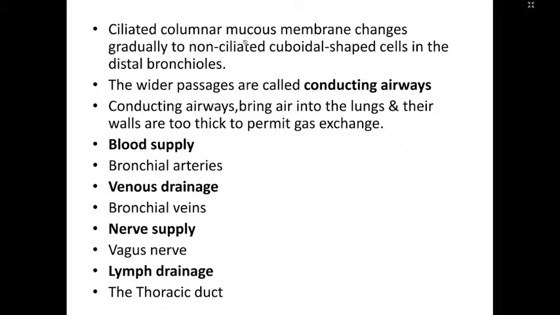The ciliated columnar mucous membrane changes gradually to non-ciliated cuboidal cell shaped in the distal bronchioles. This is something important you have to know. The wider passages are called conducting airways. They bring air into the lungs, and the walls are too thick to permit gaseous exchange. So till the alveoli level is reached, gaseous exchange usually does not occur. The blood supply is through the bronchial artery, draining into the bronchial veins, nerve supply through the vagus nerve, and lymphatic drainage through the thoracic duct.